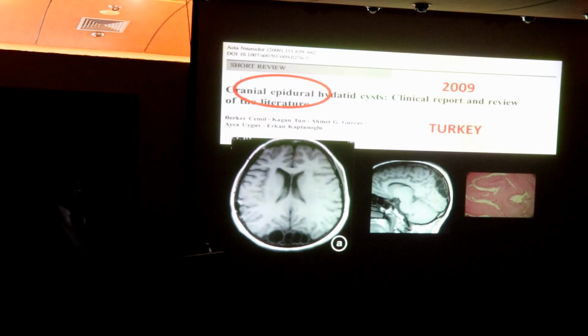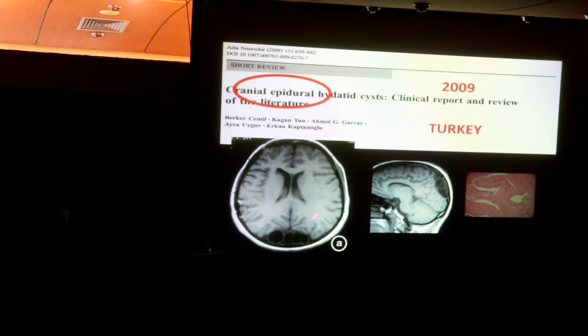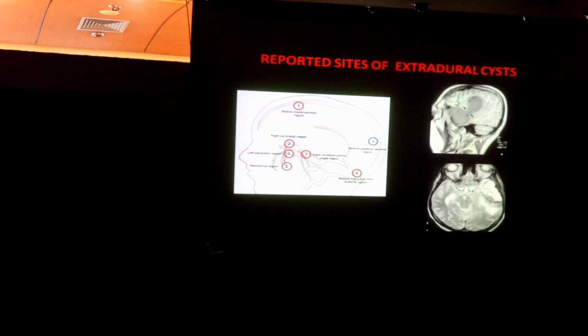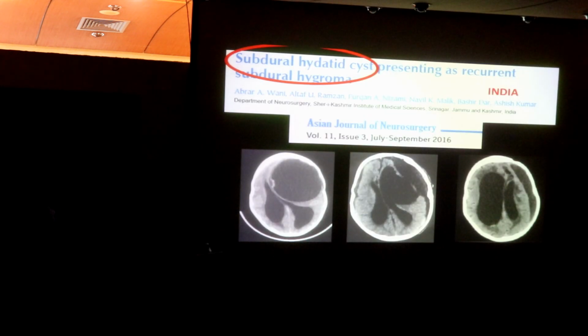This is an extradural cyst. This is a calcified extradural. It can be extradural like this one. You may not think that this is extradural, but it is. And it can affect extradurally anywhere, including the skull base, like this one. A paper from India, subdural, like that.